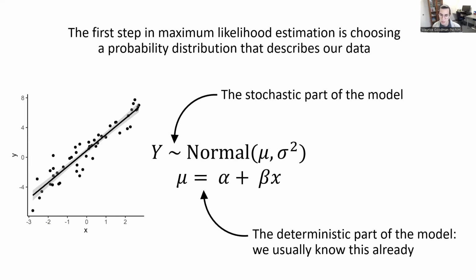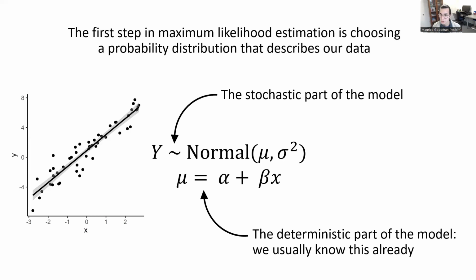We're going to break this model up into two parts. The first is what we'll call the stochastic part of the model. In the case of linear regression, we'll state that our response variable y is normally distributed around a mean mu with a standard deviation sigma. Then we have a deterministic part of the model.